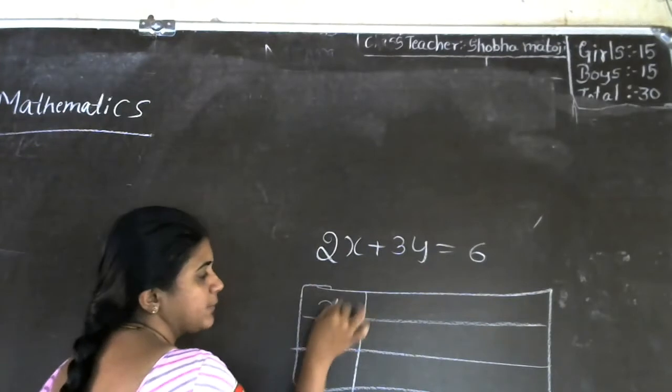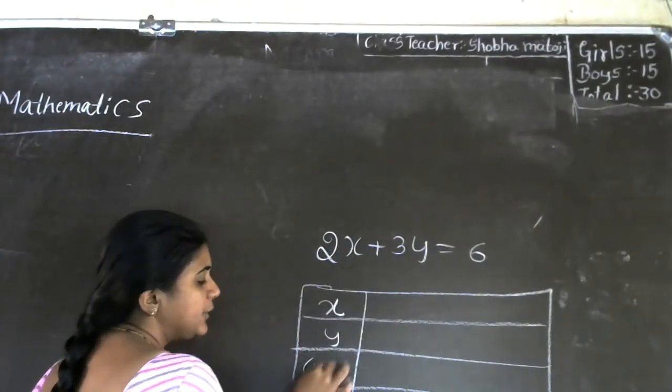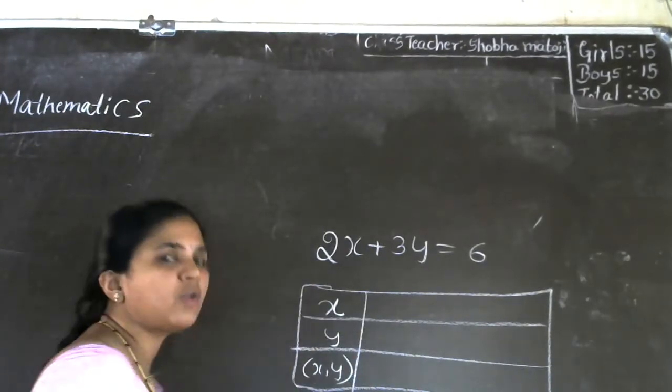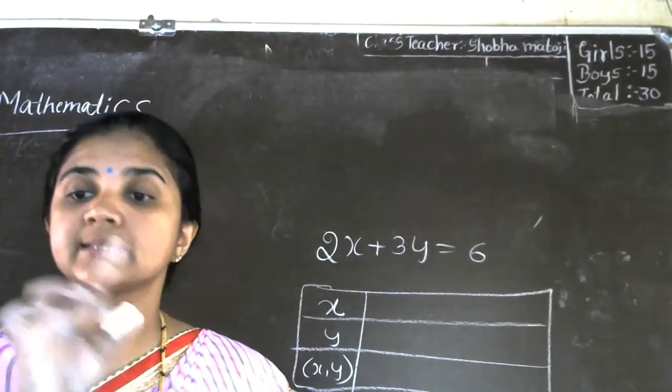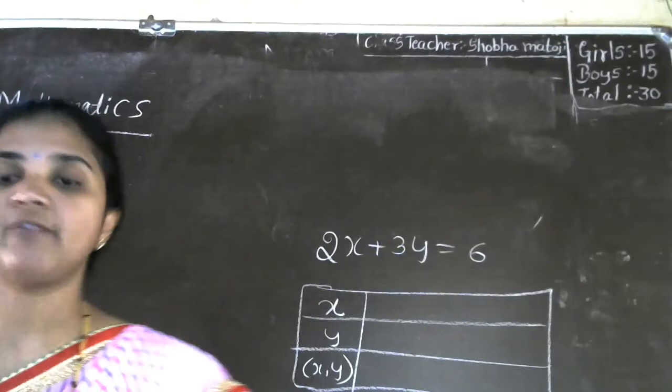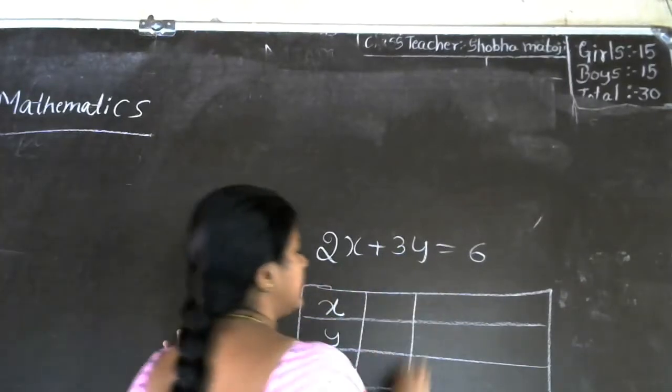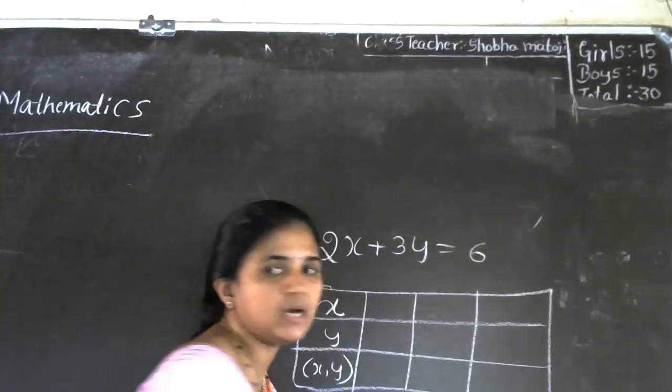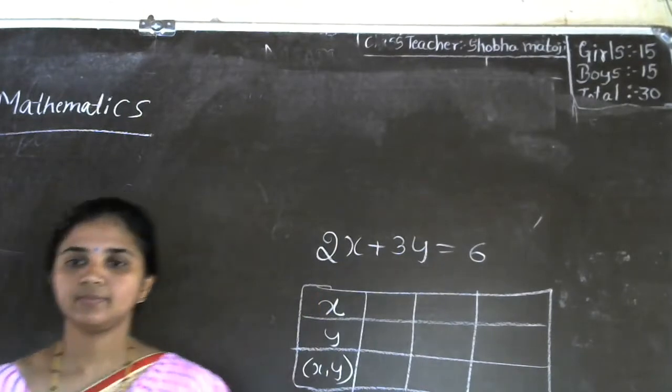So we will put a box like this, x, y together. Solution form is always in the form of x comma y. First you have to take x value, then you have to take y value. So we will work out 3 values now. 1 minute.